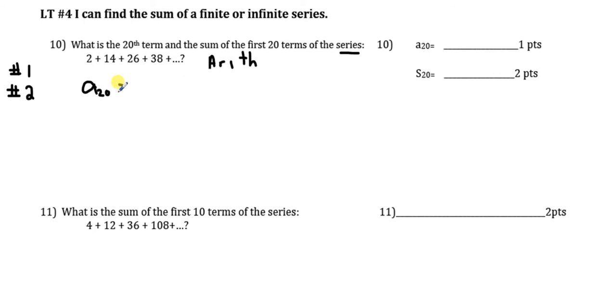So A20 is equal to A1, which is 2, plus N minus 1. N is 20 in this case. So 19 times D, which I'm adding 12. So D is equal to 12. Arithmetic, you find D. Geometric, you find R. And so we will add this up. 2 plus 19 times 12.